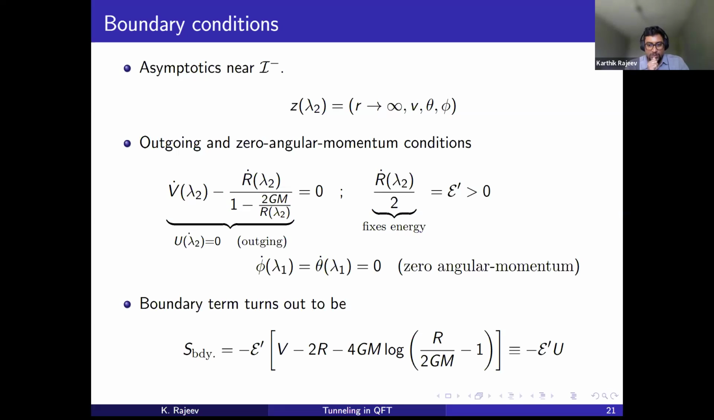Okay, so two important points. Despite all the functions and complications, the take-home message should be that the outgoing condition is that U dot is 0. It doesn't say U should be some fixed value. In fact, it can be complex. You only care about the fact that U dot is 0. And the other thing is that this R dot is supposed to be positive. These two things will be important in the next few slides.